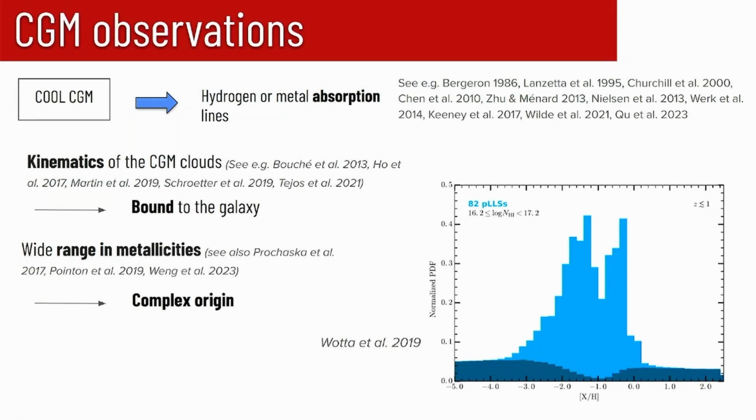So some of this gas may be coming from external accretion, some may be coming from supernova explosions, from outflows from the galaxy, and this is also still quite complex.